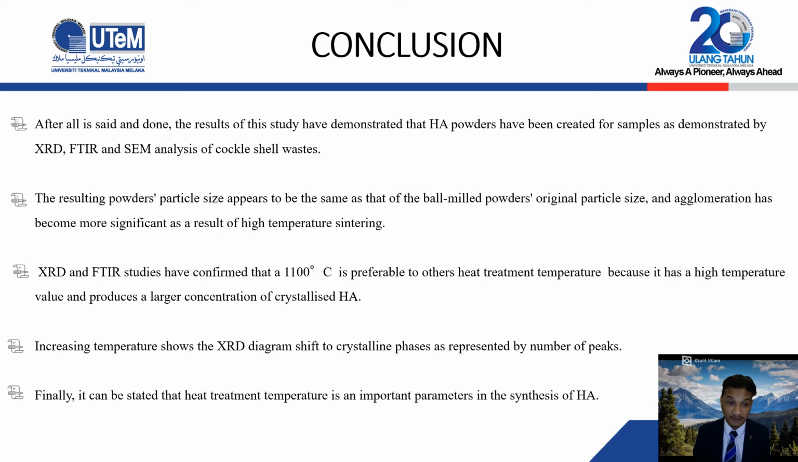Next, XRD and FTIR studies have confirmed that 1100 degrees Celsius is preferable to other heat treatment temperatures because it produces a larger concentration of crystallized HA. Next, increasing temperature shows the XRD diagram shifts to crystalline phases as represented by the number of peaks. Finally, it can be stated that heat treatment temperature is an important parameter in the synthesis of hydroxyapatite.